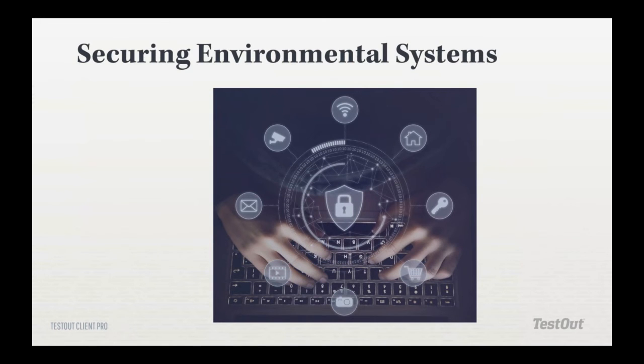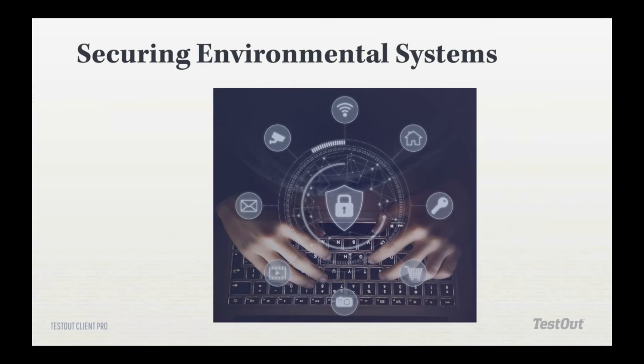So to secure your environmental systems, you want to make sure that you also secure your hardware. You limit access to these. You use security cameras when you're securing your environmental systems. You also want to train your users and maintain the equipment, and also make sure that you maintain the environmental controls as well.